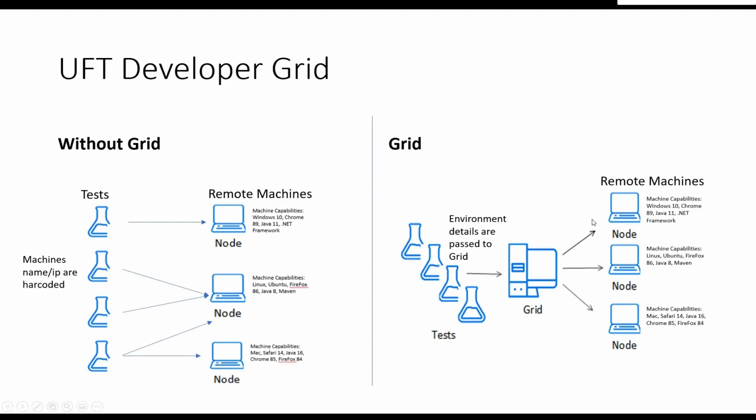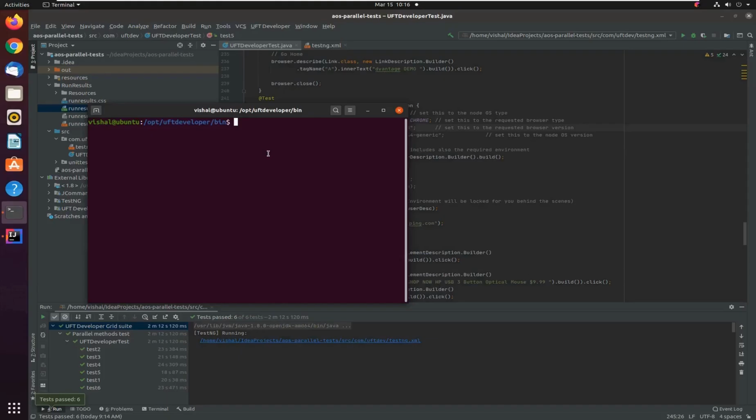So let's say, for example, you define that you want to run in the Chrome browser. And you execute this test, and the test comes to the grid. Now the grid has two options. It can either send it to this machine where Chrome exists, or it can send it to this other machine where it also exists. So let's say one of the machines is down, the grid will then reroute the test execution to the other machine where the Chrome browser exists. Let's now see UFT Developer Grid in action in a demo.